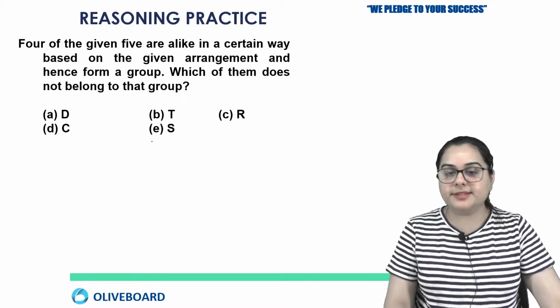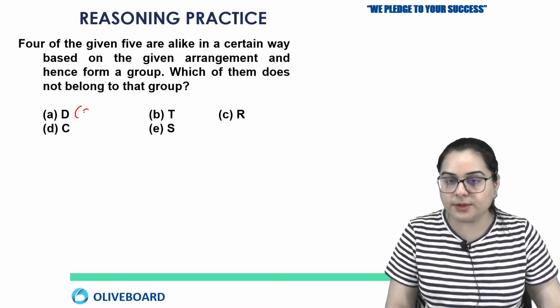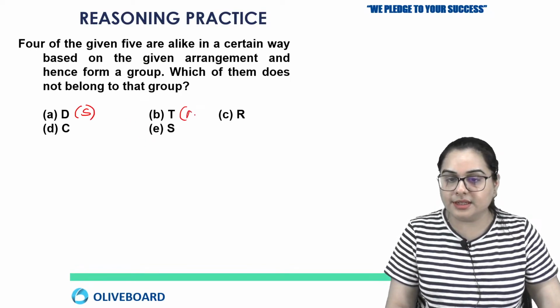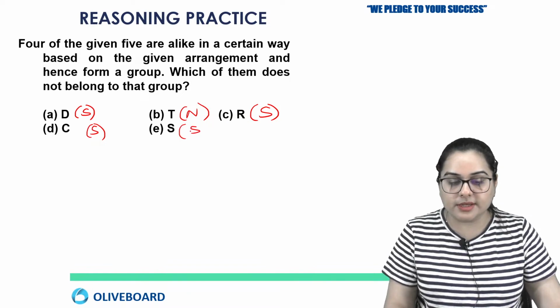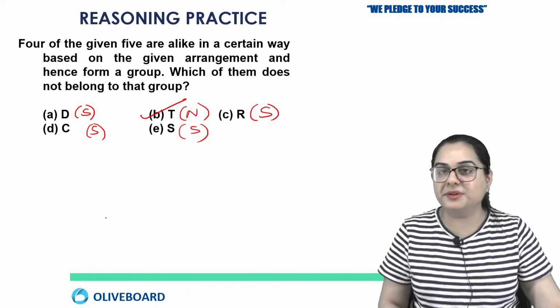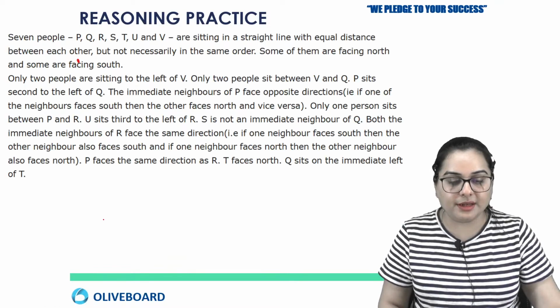Okay, now which is the odd one out? Now D is facing south, T is facing north, R is facing south, C is facing south and S is also facing south. So it is just B who is facing north. So this is your odd one out.